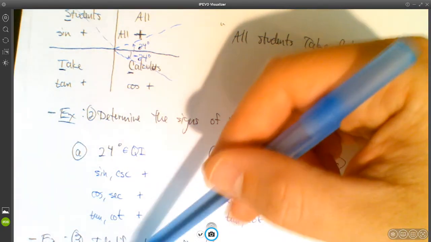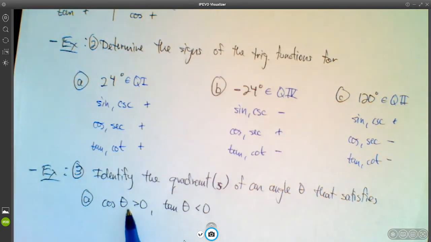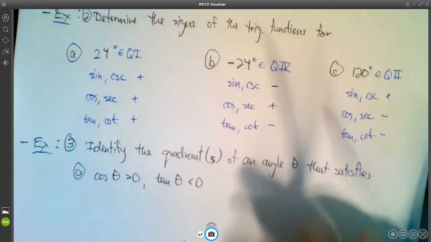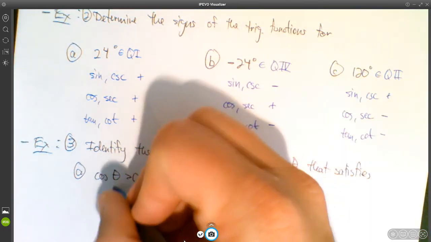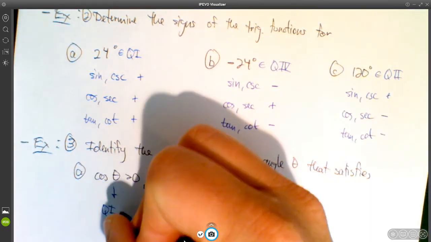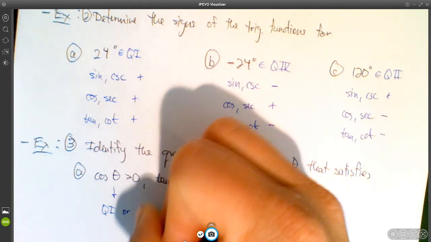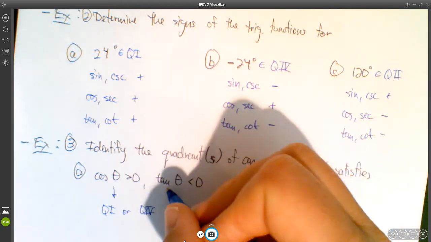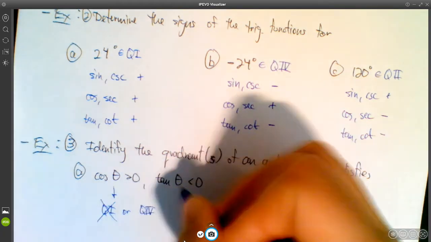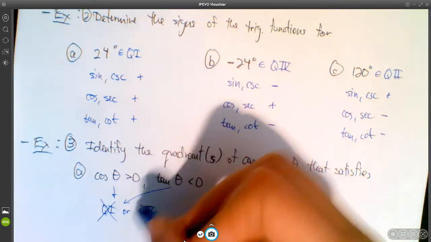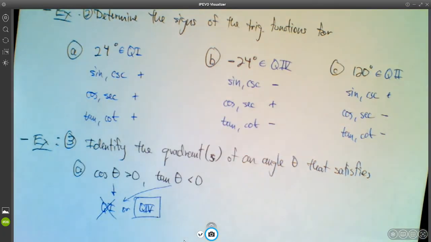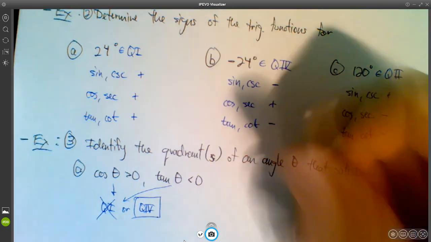So the fact that cosine theta is positive tells us that we're either in quadrant 1 or quadrant 4. But the fact that tangent is negative tells us that, okay, so it must be quadrant 4. Right? So this tells us that we're in quadrant 1 or quadrant 4. But then this one tells us that it can't be quadrant 1, right? Can't be quadrant 1, must be quadrant 4. That's the only possibility.